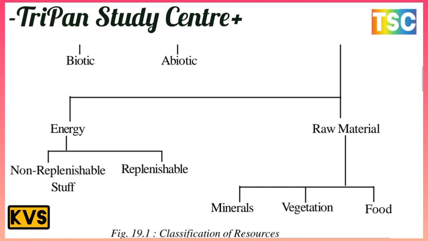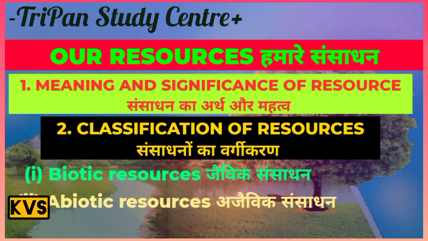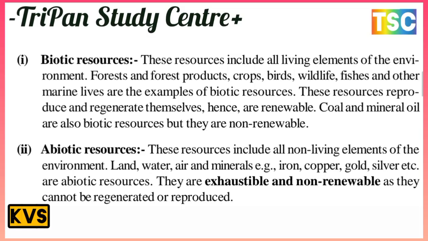This is the most important classification of resources. Coming to the first point, biotic resources. What do we mean by biotic resources? These resources include all living elements of the environment. Forests and forest products, crops, birds, wildlife, fishes, and other living things are examples of biotic resources. These resources reproduce and regenerate themselves, hence they are renewable. Coal and mineral oil are also biotic resources, but they are non-renewable.